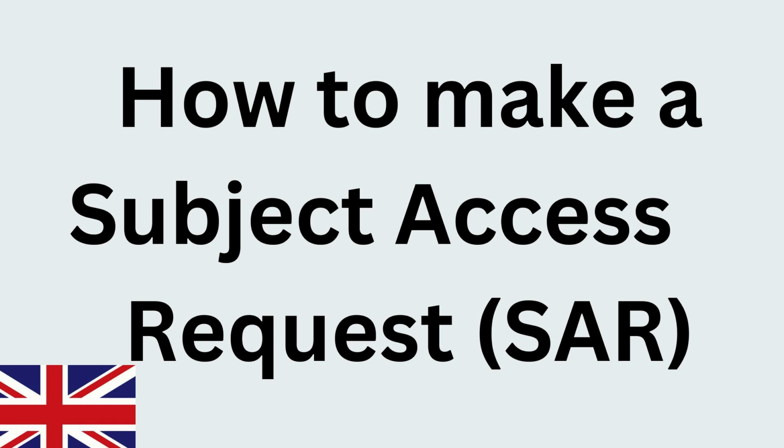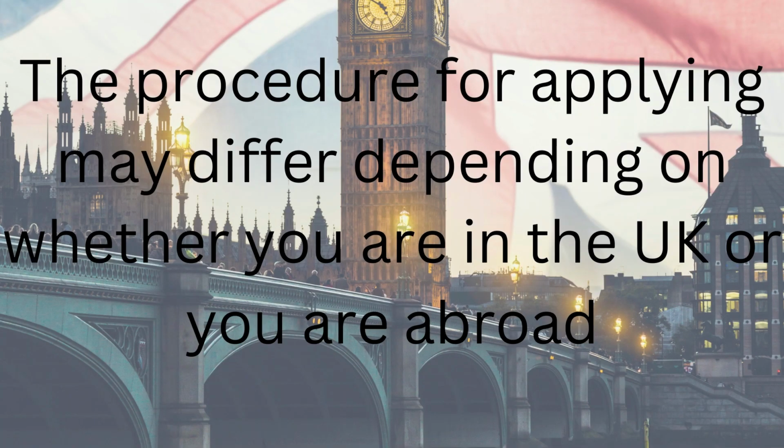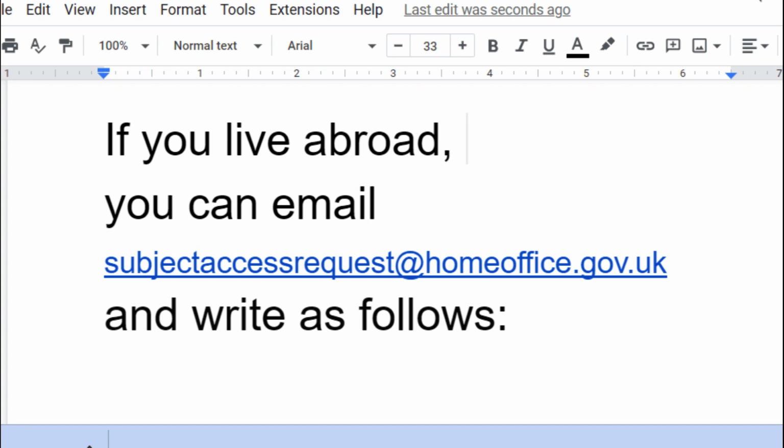So let's get started. First thing to mention is how you apply for the subject access request depends on two things: if you live in the UK or if you live abroad. So let's do the if you live abroad, what you need to do to apply. You can email subjectaccessrequest, that's one word, there's no gap, at homeoffice.gov.uk.